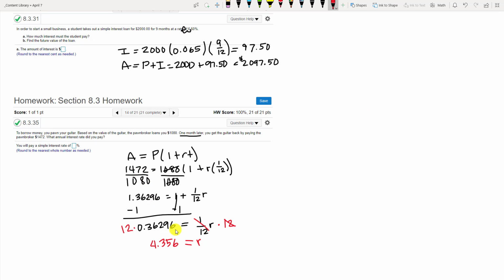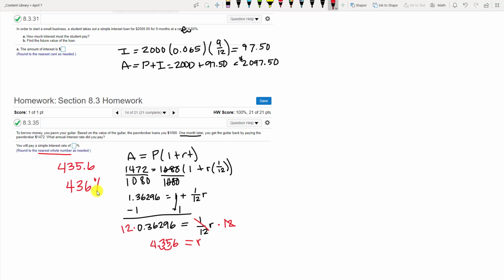Now here's a common mistake other people make. When we get an answer and it's a decimal like this, some say, oh, it's 4.356%, and that's not it. Remember, this is a decimal number. To convert it to a percent, we need to move the decimal over 2 places. So this is 435.6%, and if you look at the blue instructions for the problem, it says round to the nearest whole number. So we would put in 436%.